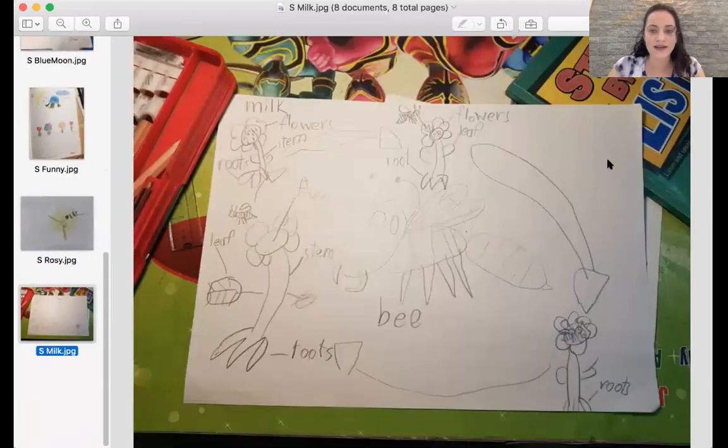Let's show one more. Milk really wrote down the process. Milk, could you explain what you drew? Milk, are you there? That's okay. Well, Milk did an excellent job of showing each part of the flower, the roots, the stem, the flower, the leaf. The bee went to the flower. The bee got pollen on it. And then the bee left to go back to the hive. Excellent, excellent work, Milk.